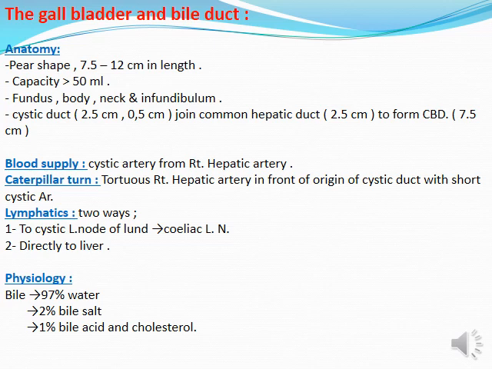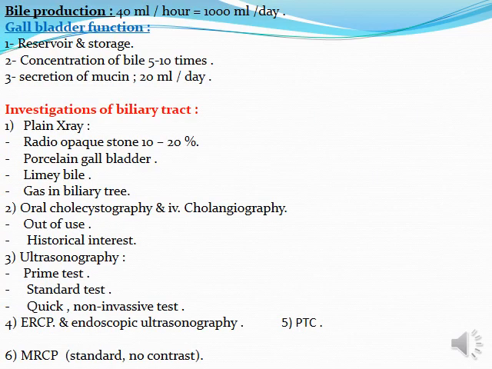Lymphatics, two ways: one to the cystic lymph node of Lund, which goes to the celiac lymph node, or two, directly to the liver. Physiology: bile consists of around 97% water, 2% bile salt, 1% bile acid and cholesterol. Bile production is around 40 ml per hour, which is around 1000 ml per day.